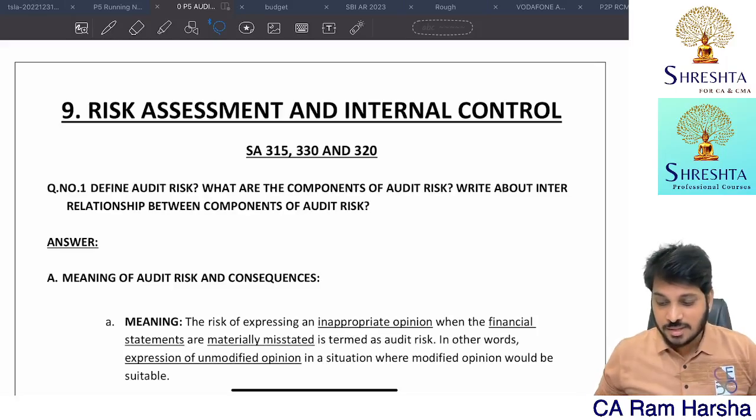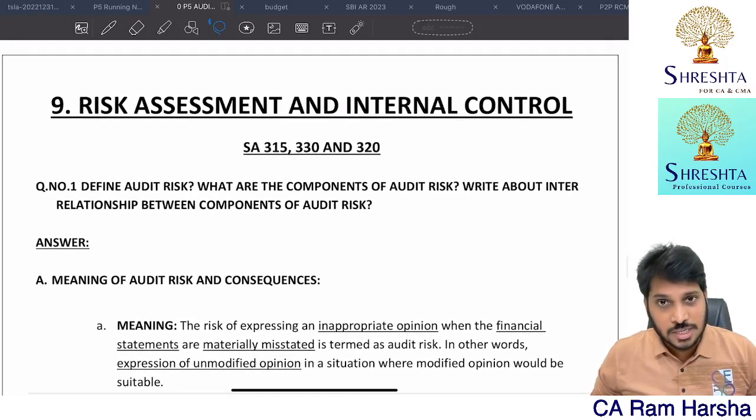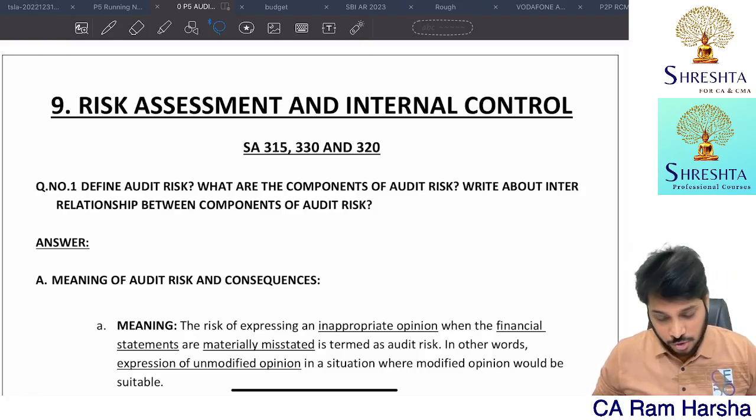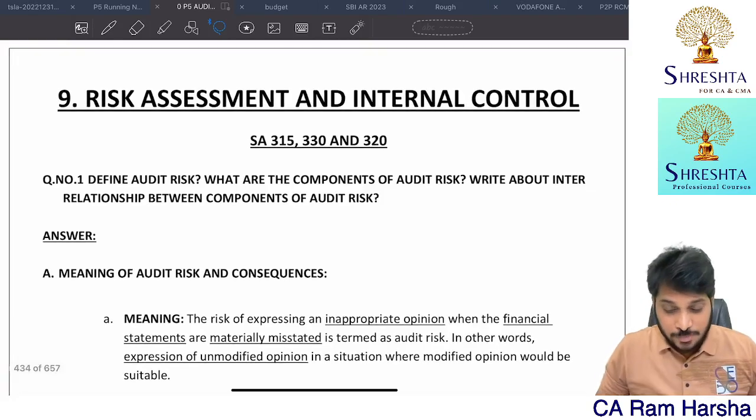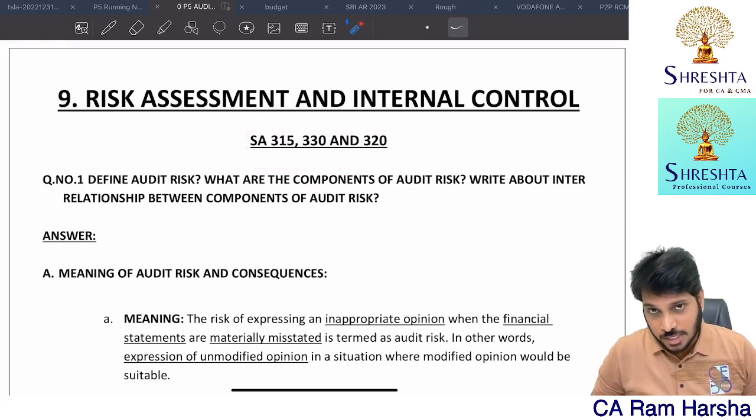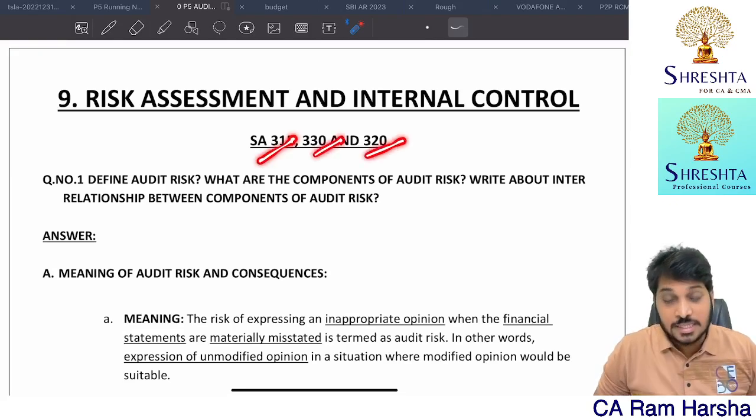So let's begin the last chapter in CA Inter Audit in our order of discussion, that is risk assessment and internal control. In this chapter, we are technically going to learn 3 standards. That is what the institute book also says. So 315 standard, 330 and 320.